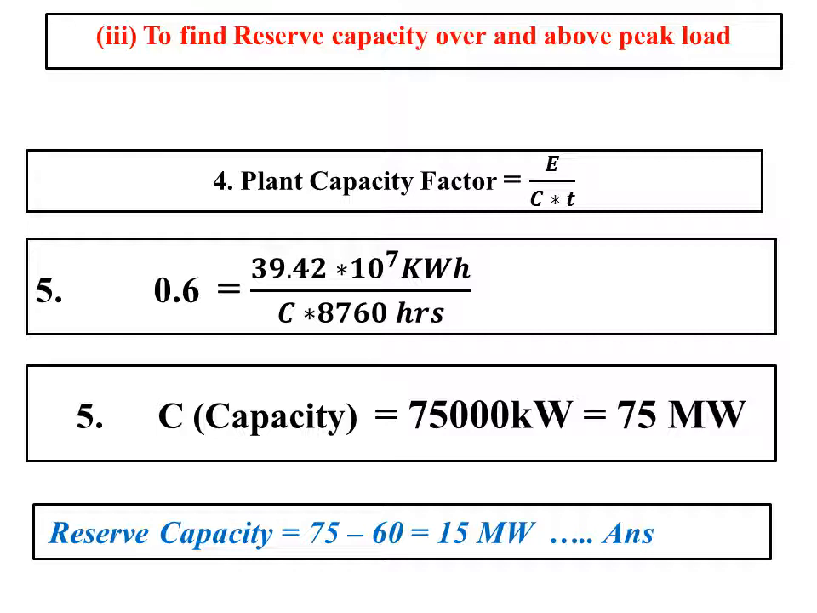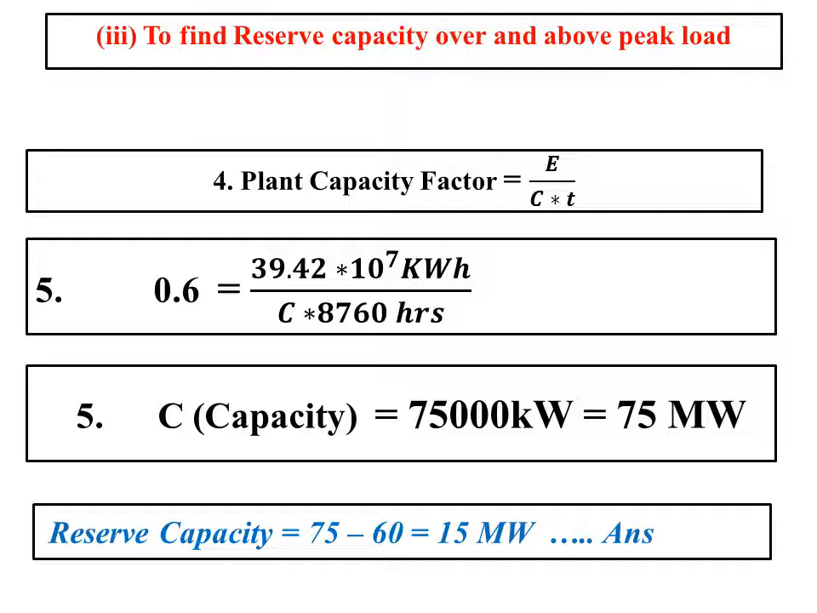Plant capacity factor is 60% as per given data. Capital E we have calculated on the previous slide, 39.42 into 10 raised to 7 kilowatt hour. Small t is the number of hours in 1 year, that is 8760, and 8760 is nothing but 24 into 365. After putting all values in the equation, we get capacity is 75 megawatt.